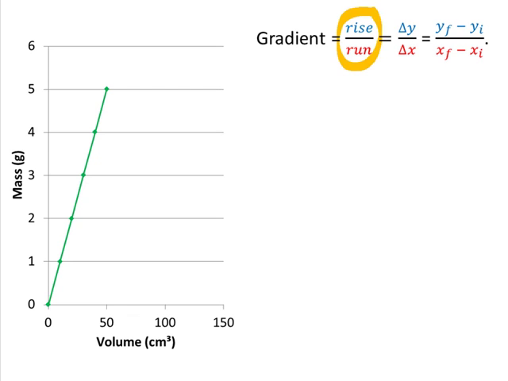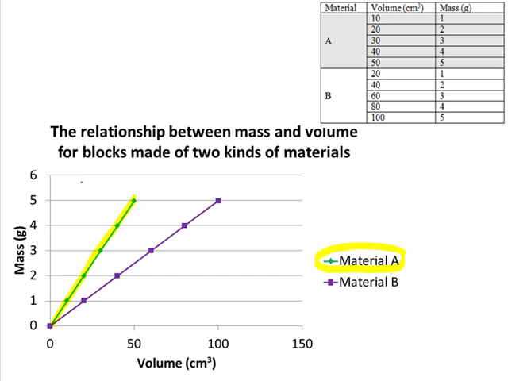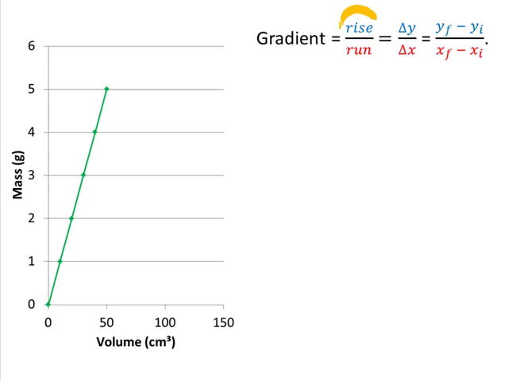So to calculate a gradient, you need a triangle within the graph. Any triangle will give you the same answer within a certain line, if it's a straight line. Let's just take the biggest triangle in each case. For material A, we can see that the slope is steeper than B, so the answer of the gradient is going to be greater than B's gradient.